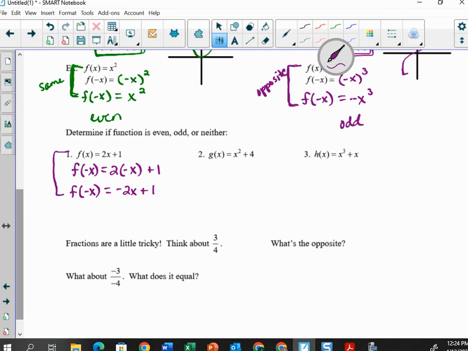Compare original to simplified one. Is it exactly the same? No. Is it the complete opposite? No. So, neither.